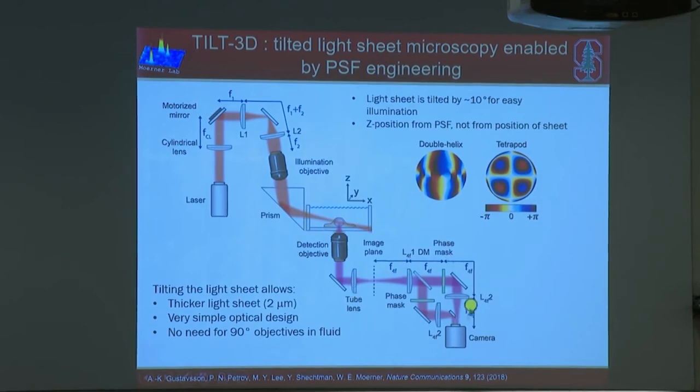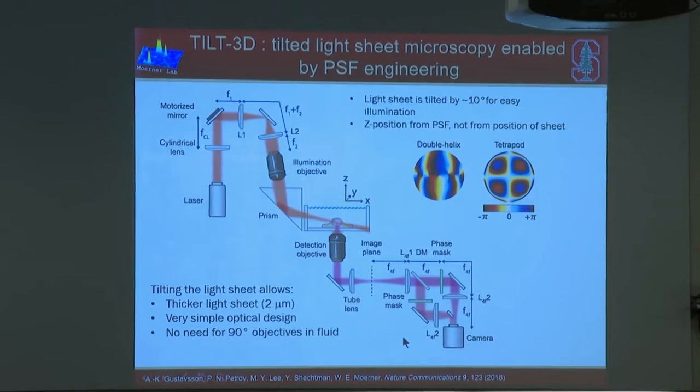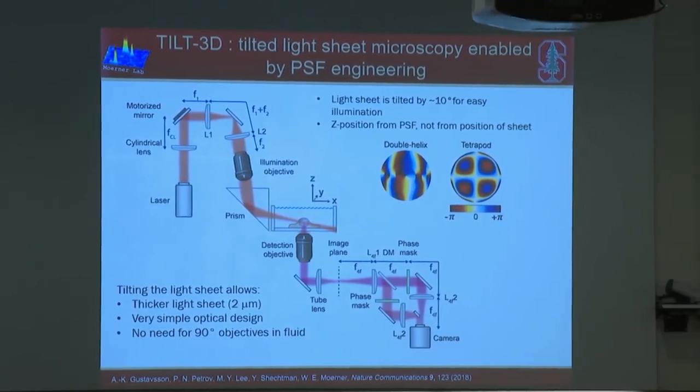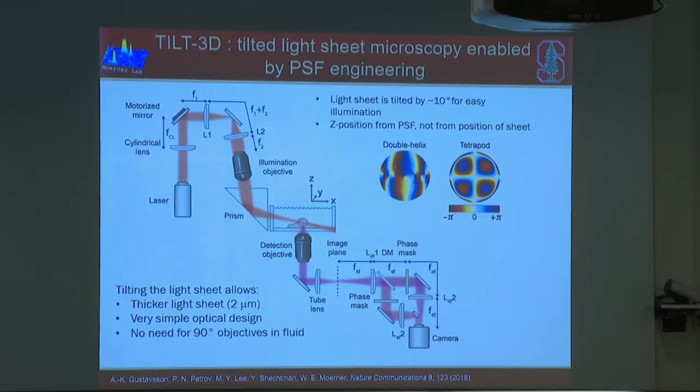And then in the collection path, we make what's called a 4F optical processing system, well known in optical processing, to produce a Fourier plane, which is where the phase masks are placed. And we can either use the double helix phase mask or another one I haven't mentioned yet called a tetrapod, which is a new design that works over a longer range, even 6 microns, 10 microns, even 20 microns. We're using that for a special reason I'll talk about in a moment. So this so-called tilt 3D microscope is a simple way to get the 3D information from a cell.